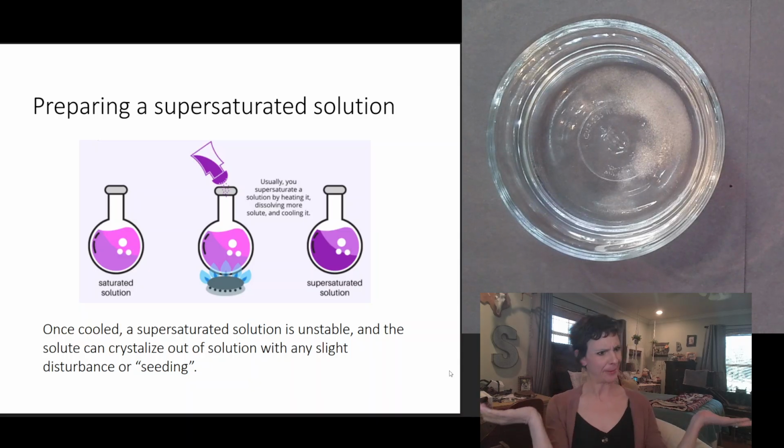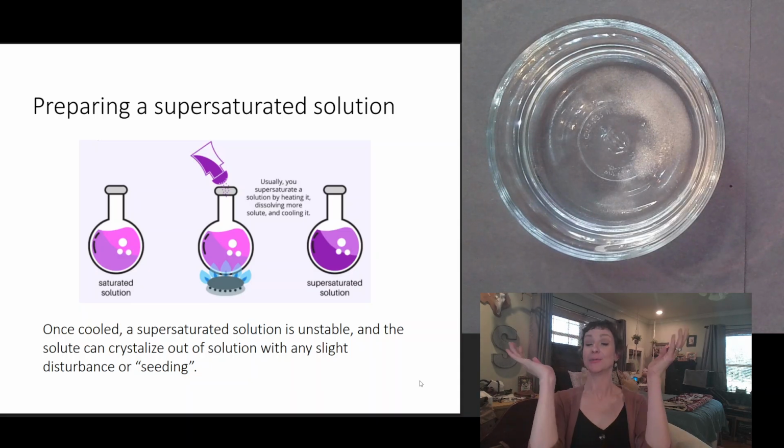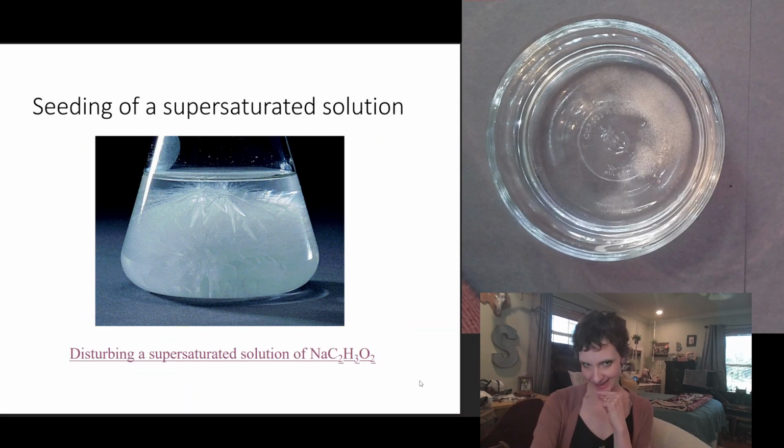So how am I supposed to prepare this supersaturated solution? I've got a saturated solution, which means no more solute can possibly dissolve. I heat that guy up, I add more solute, and then I cool it down, and then that sits as a supersaturated solution. And like I said, any slight disturbance or seeding will allow the solute to kind of realize what it has been doing and actually crystallize out of solution. So I thought we could look at an example of seeding of a supersaturated solution of sodium acetate.